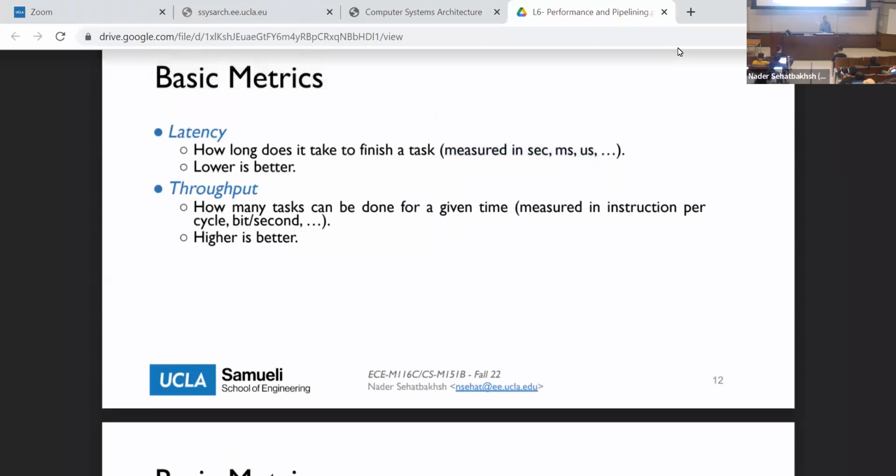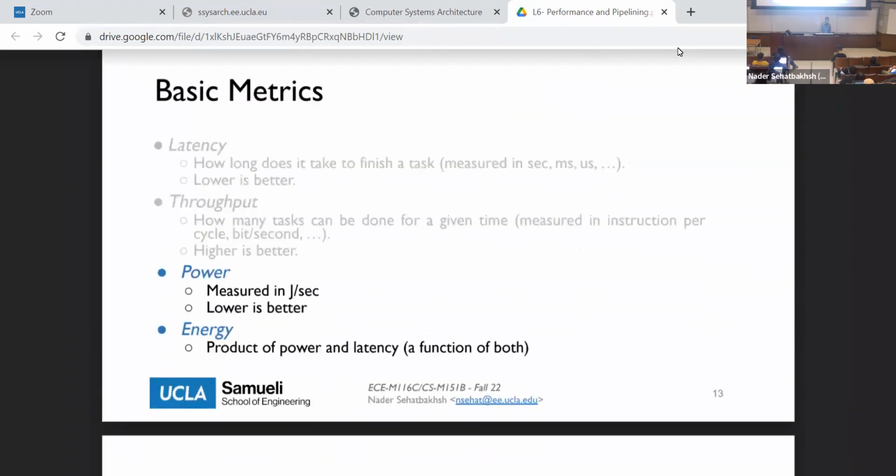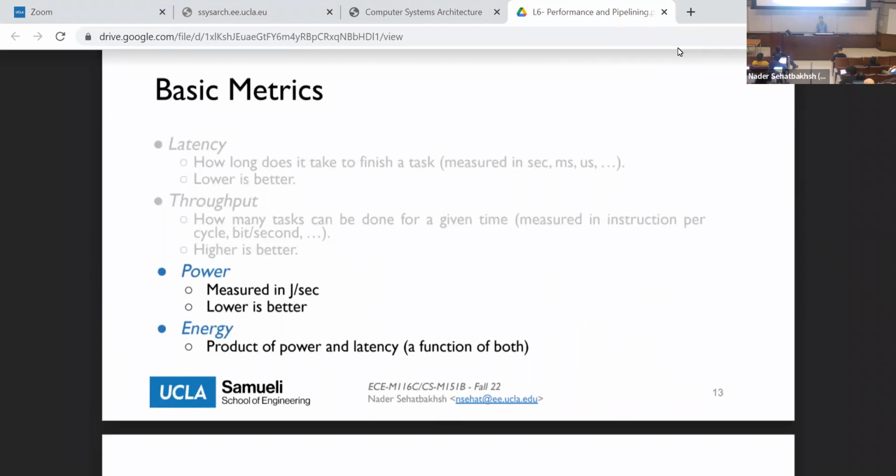In addition to these two, given that we are shifting to other paradigms for computation, including mobile computing and IoT devices and all those different new paradigms, there are other metrics, specifically power and energy, that we also need to consider when we are measuring the quality of a design. Power is usually energy per second, and of course, lower power is better. And the importance of power really depends on the application and the paradigm.